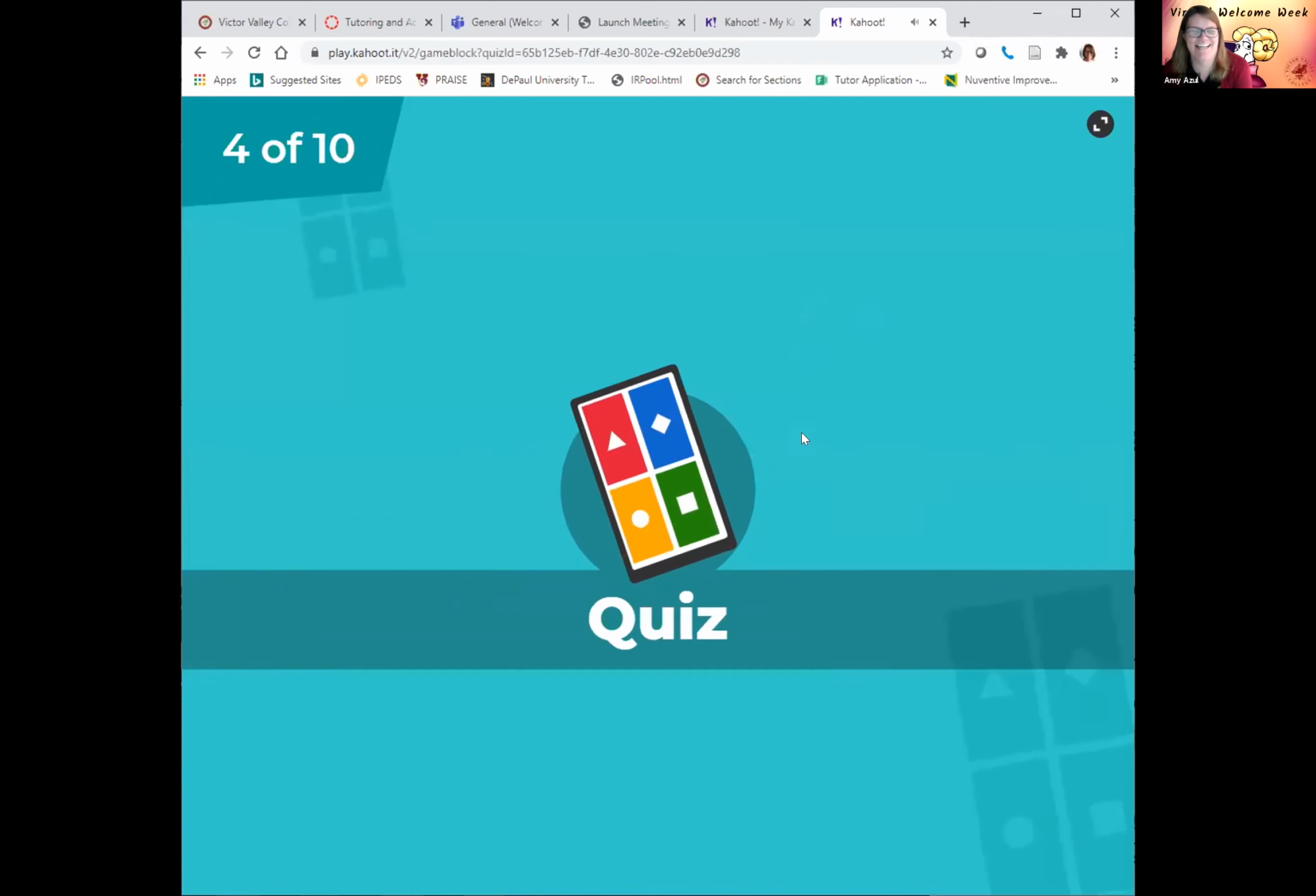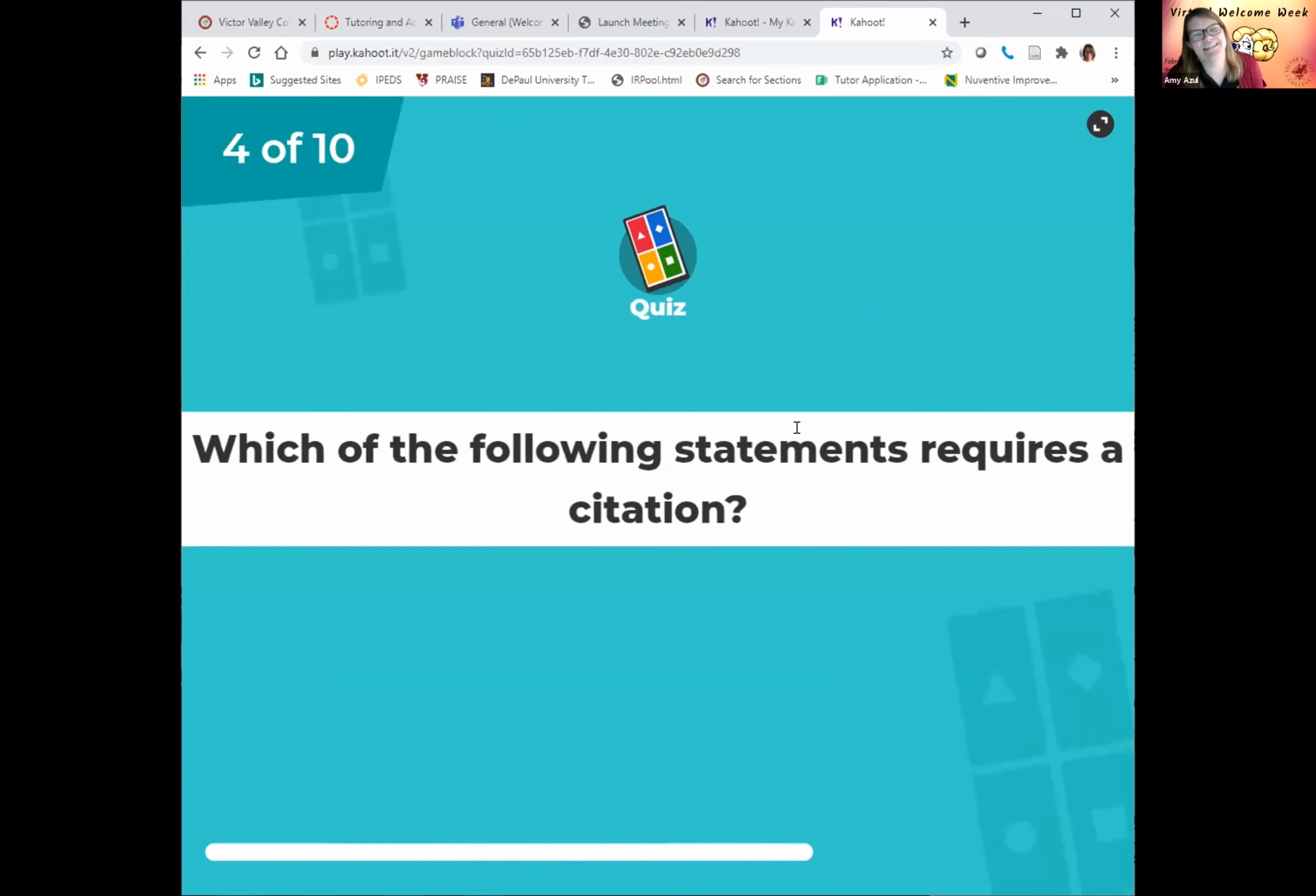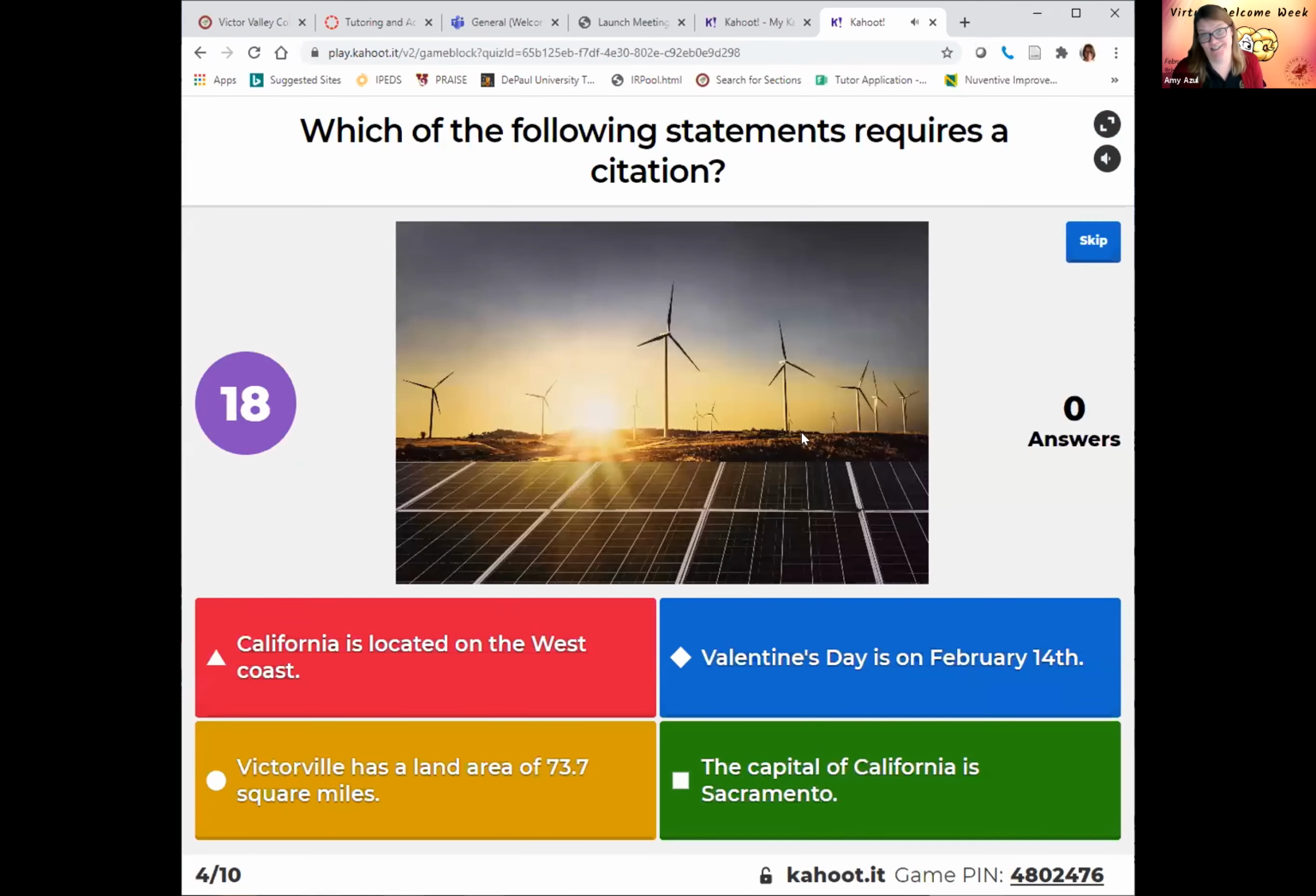All right, MC is running in the front. Which of the following statements requires a citation? California is located on the West Coast. Valentine's Day is on February 14th. Victorville has a land area of 73.7 square miles, where the capital of California is Sacramento.